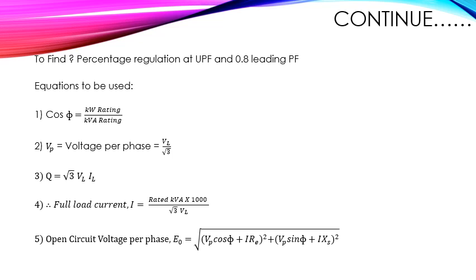The equations that we have already seen in the first question, the same equations are used here, but the difference is that open circuit voltage per phase is given by the equation, that is E0 is equal to root of (Vp cos phi plus I Re) whole square plus (Vp sin phi plus I Xs) whole square. So it is the synchronous impedance method to determine the regulation of an alternator.